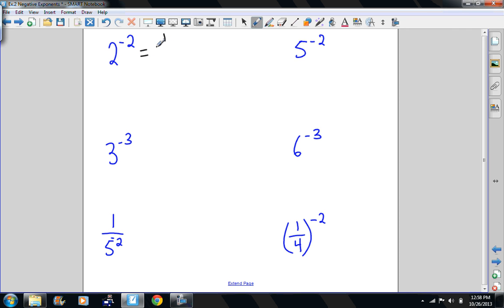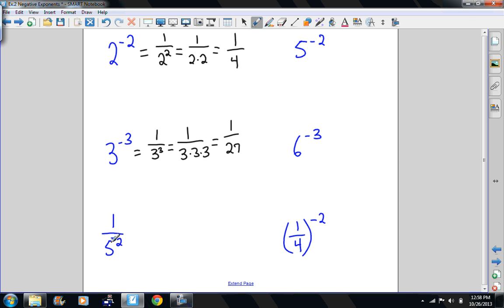So if we start working on these examples, we have 2 to the negative 2. There's a couple ways you could write that. You could write that as 1 over 2 squared, or you could write that as 1 over 2 times 2. It means the same thing. But either way, the answer will be 1 over 4. 3 to the negative third power would be 1 over 3 cubed, or 1 over 3 times 3 times 3, which would be equal to 1 over 27.